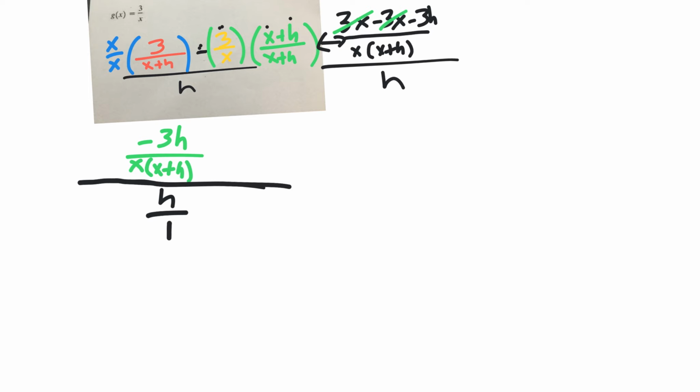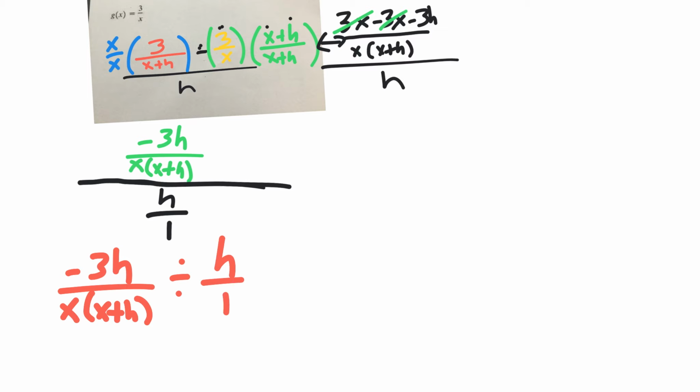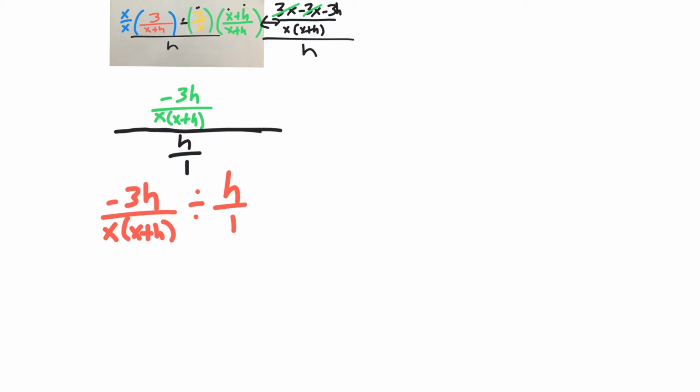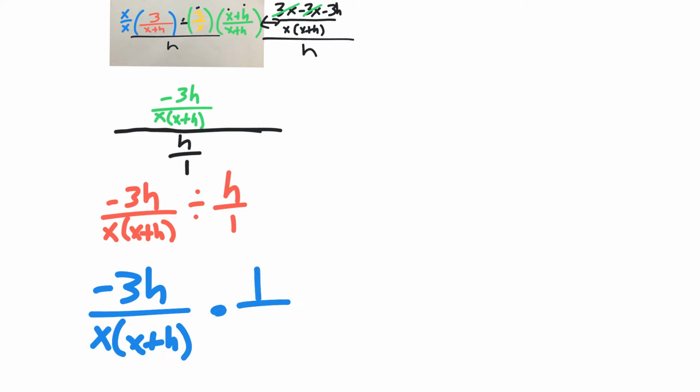So I literally would write this down like a 5th grade problem. Negative 3h over x times x plus h is going to be divided by h over 1. So what did we do when we first learned about dividing fractions? Well, we learned we can't divide them. So instead we would multiply by the reciprocal. So I changed division to multiplication and I flipped the second fraction.